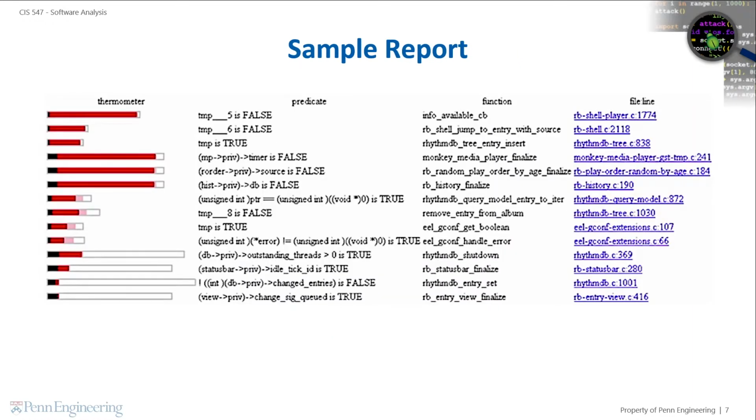Here's a sample report in which this information has been organized. Recall that these predicates are sorted by increase scores, which in turn are proportional to the red portions of the thermometers. The thermometer for the top predicate, temp_5 is false, is almost entirely red. So this predicate appears to be highly predictive of program failure. The second predicate from the top, temp_6 is false, also has a large proportion of red in its thermometer.